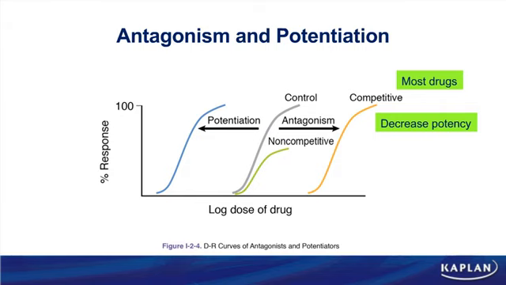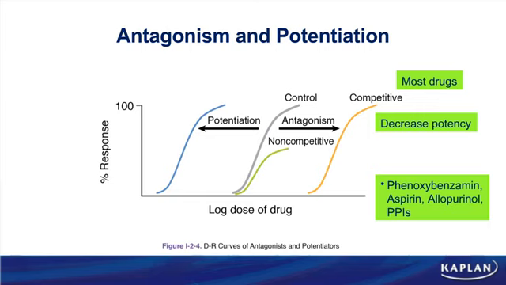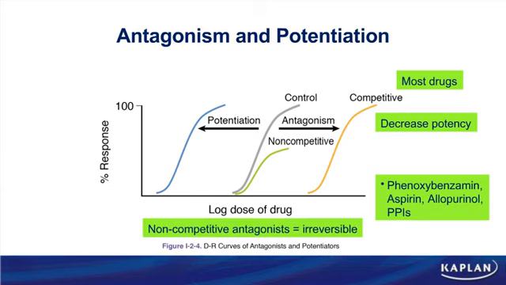Then look at the non-competitive antagonist. Examples of non-competitive antagonists: drugs like phenoxybenzamine or aspirin, allopurinol, and proton pump inhibitors, and probably others that you can think of. The non-competitive antagonist, notice down at the bottom of my slide, reminds us that many, many times a non-competitive antagonist is actually binding irreversibly to the receptor. Competitive antagonists, on the other hand, those are reversible binding. They're going to reversibly inhibit the receptor. And it's all about the type of bonding that takes place.